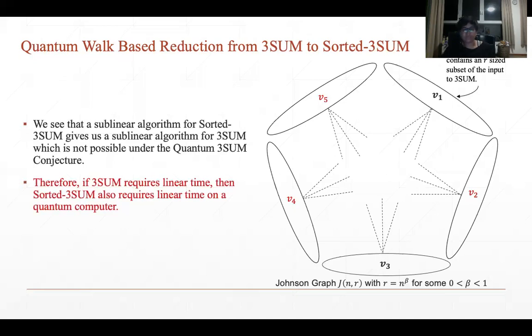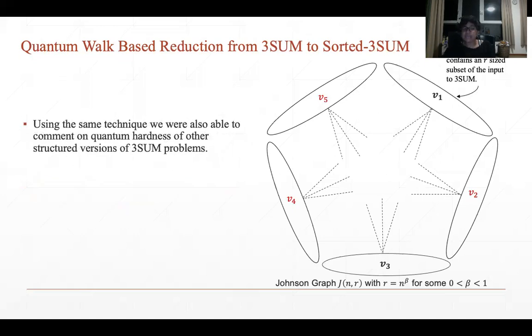So to repeat, if threesome requires linear time, then sorted threesome also requires linear time on a quantum computer. This is the result we get. In fact, using the same technique, we are also able to comment on the quantum hardness of some other structured versions of threesome problems. Like in this example that I discussed, it was the sorted threesome that I explicitly talked about, but we are also able to give a slightly more general version of this sorted threesome problem.